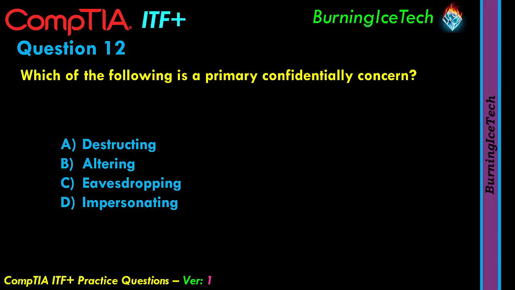That could be maybe an integrity concern, but impersonation is more of an identity concern. Impersonation is someone pretending to be you or something they're not. So that is more of a spoofing concern or an identity concern, but it's not a confidentiality concern. So the answer here is and remains answer C, folks, eavesdropping.